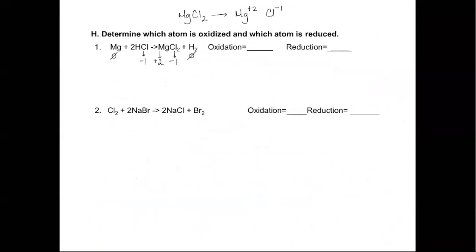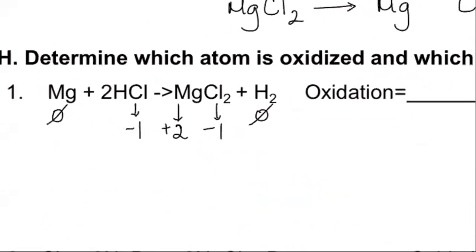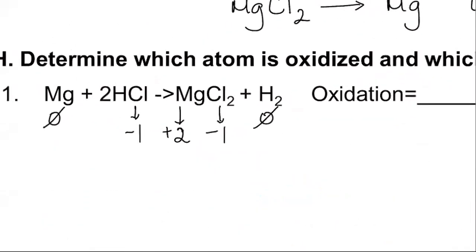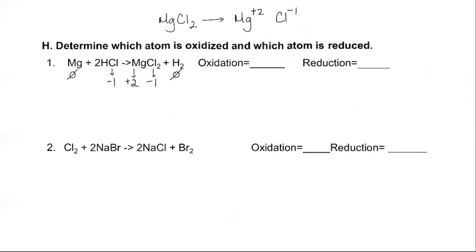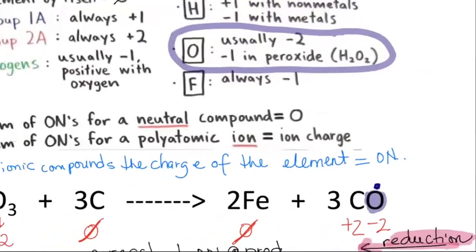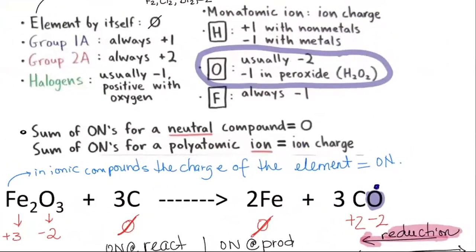-1. So we can see that HCl doesn't have an overall charge. So when we add the oxidation numbers of Cl and H, it must equal 0. If you're wondering where that rule comes from, it comes from down here. The sum of the oxidation numbers for a neutral compound equals 0. If you're ever wondering, how do I know, Dr. Luz, what is a neutral compound? Well, a neutral compound is not going to have an overall charge in the corner. That's what we mean by that.